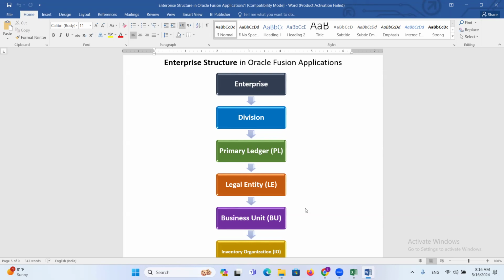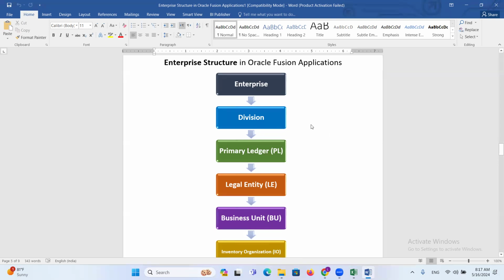And the primary ledger will be under divisions. Under the primary ledger, we'll maintain the legal entities. Under legal entities, business units. Under business units, inventory organizations. How many we have to create totally depends on how many countries they are operating the business in, how many registrations they have, and what they want to take as a business unit. Based on those parameters, the number of primary ledgers, legal entities, and business units can be decided.